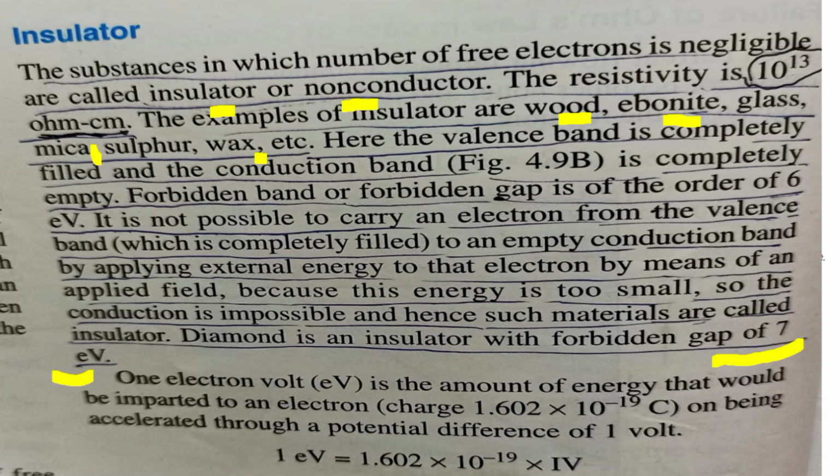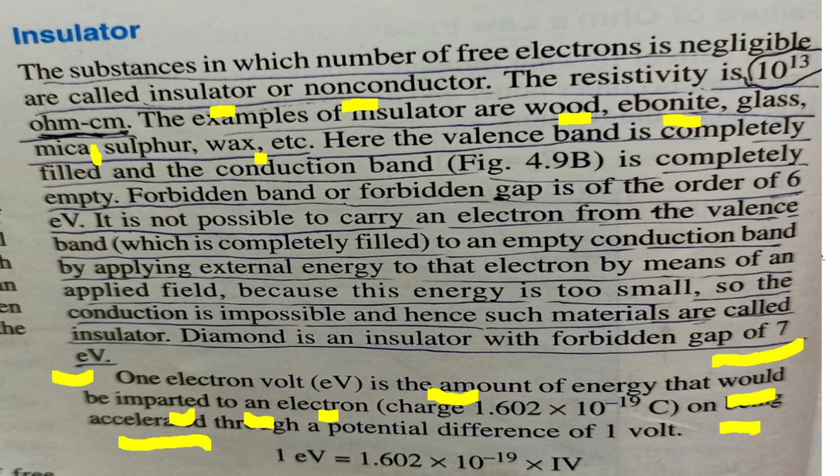1 electron volt is the amount of energy imparted to an electron of charge 1.6 times 10 to the power minus 19 coulomb on being accelerated through a potential difference of 1 volt. So 1 electron volt is equal to 1.6 times 10 to the power minus 19 times I times V. Here I means current, and V is the voltage.